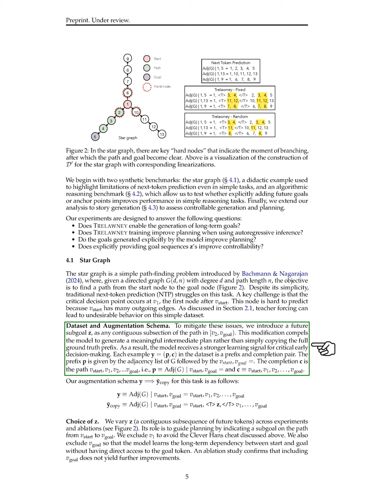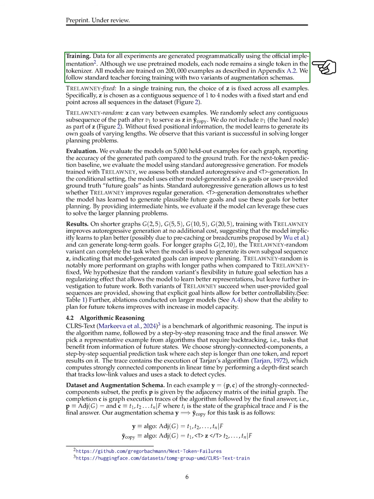Each example in our dataset consists of a prefix and a completion pair, where the prefix includes the graph's adjacency list and the start and goal nodes, while the completion is the actual path taken. We vary the future subgoal across experiments to guide planning without directly including the first decision point or the goal, allowing the model to learn long-term dependencies. Our training data is generated programmatically, and we use pre-trained models, treating each node as a single token.